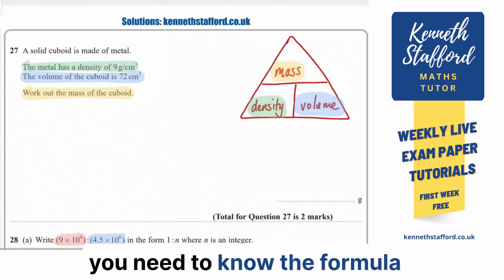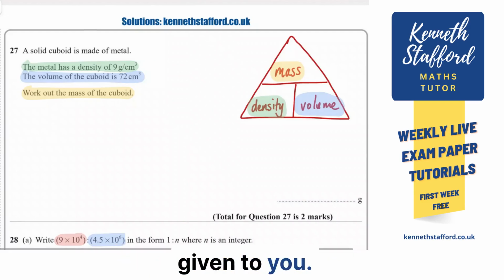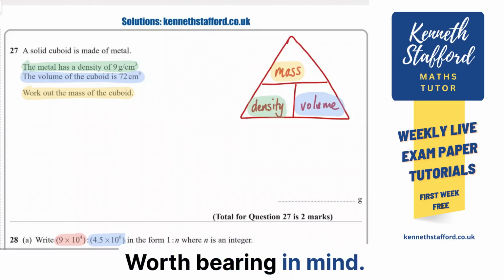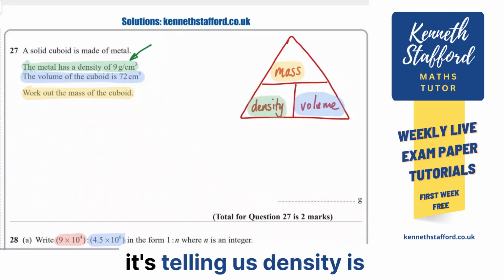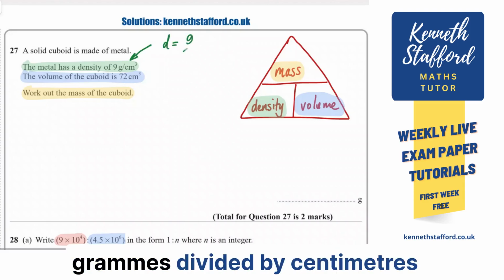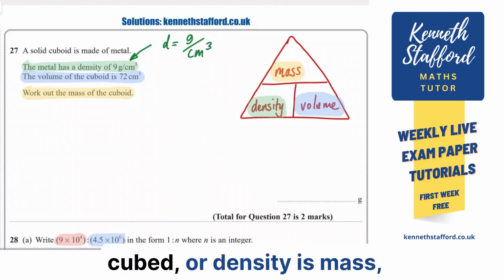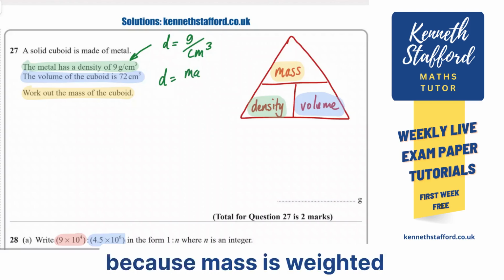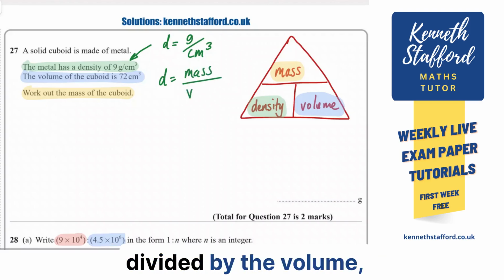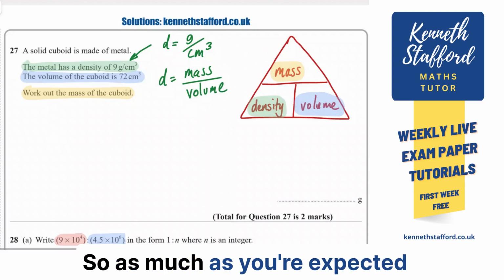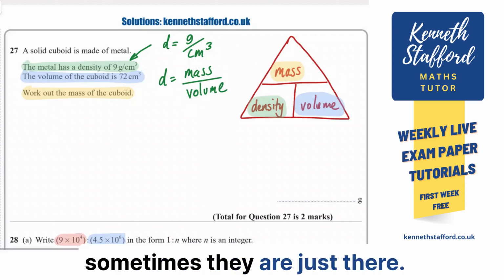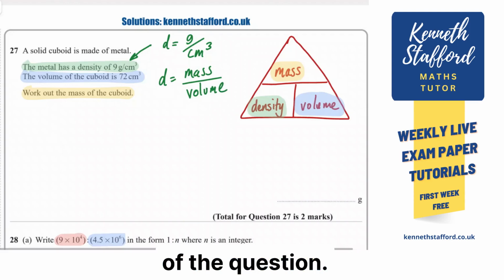For question 27, you need to know the formula for density. It's not something that's given to you. I've put it here into the formula triangle. Worth bearing in mind, a lot of formulas are kind of given in the unit. Because we're told the density, it's telling us density is grams divided by centimeters cubed, or density is mass, because mass is weight, divided by the volume, which we're measured in centimeters cubed here. So as much as you're expected to learn these formulas, sometimes they are just there. They're given as part of the question.